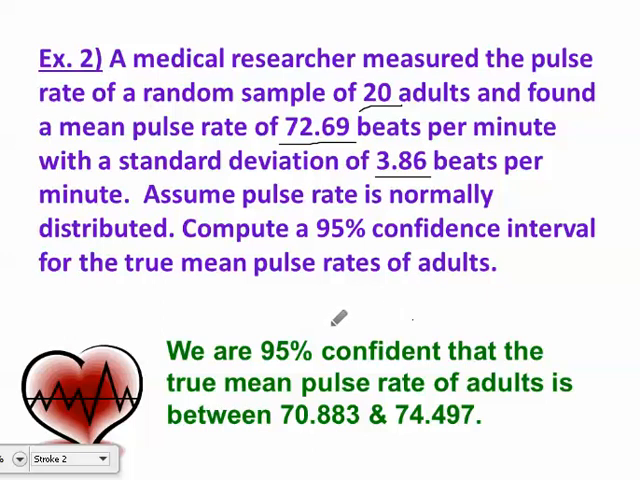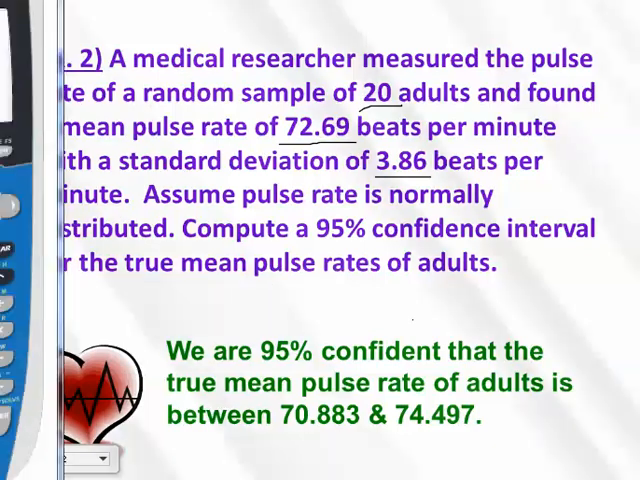What you would say at this point is that we're 95% confident that the true mean pulse rate of adults is between 70.883 and 74.497. But how did I get that information? Well, I want to show you.